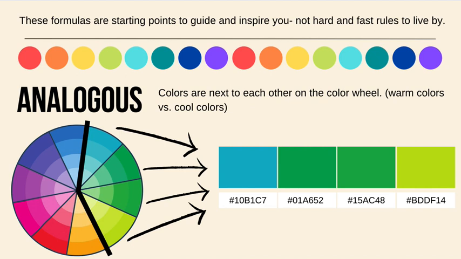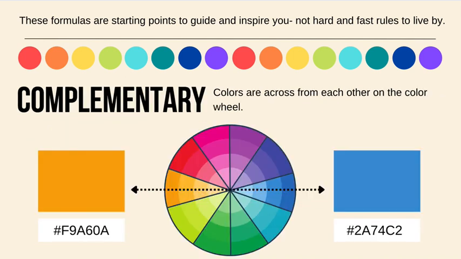Then you have Analogous, which are colors next to each other. I just picked 4 colors that were next to each other. This would be like warm versus cool colors. That's where you would see that.